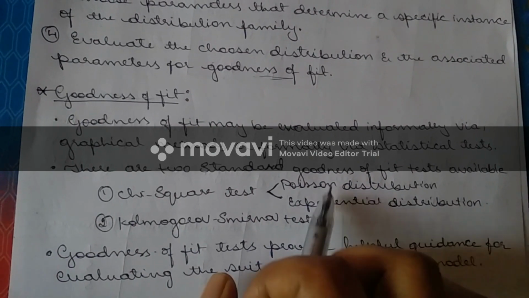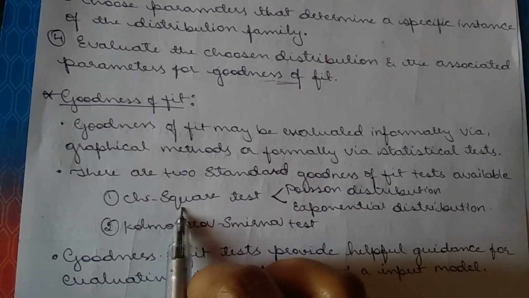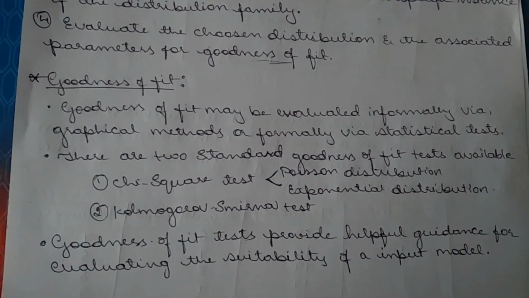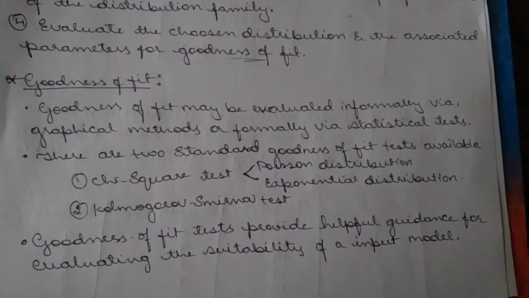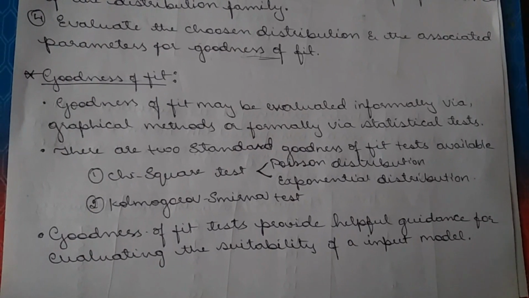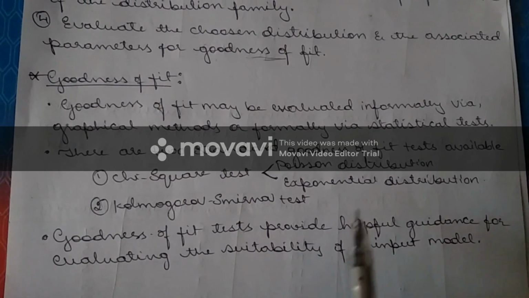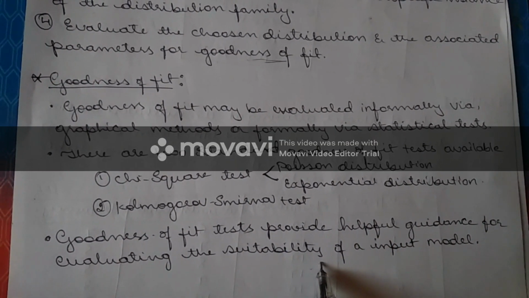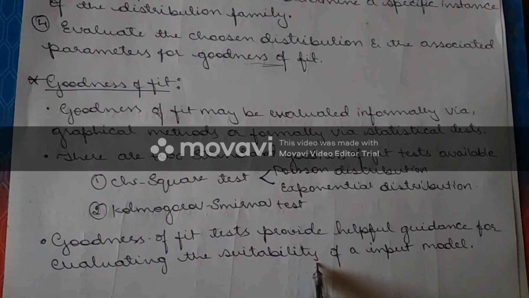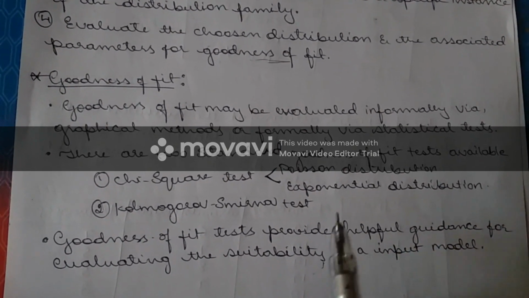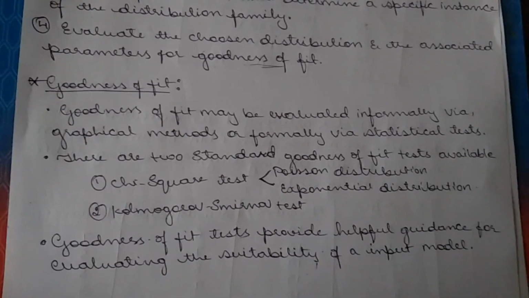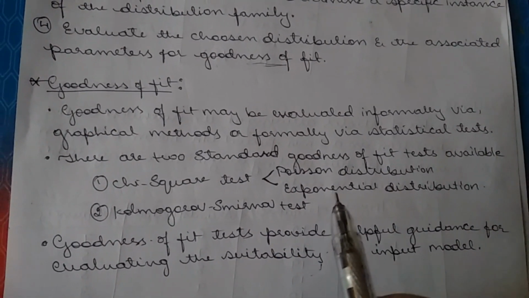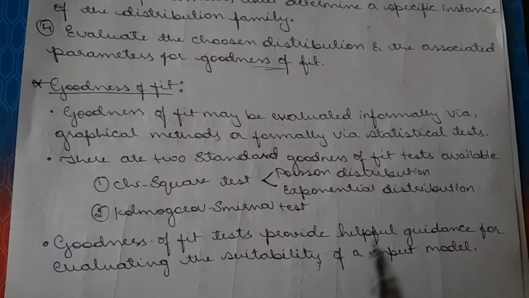These are the distribution families we are using with the chi-square test. Actually, this goodness of fit will just provide helpful guidance for evaluating the suitability of an input model. It means you can evaluate whether the input model is suitable or not. If it accepts, then the input model is suitable. If it does not accept, then no. Again, you have to go for the probability, and then you have to choose everything from the beginning.